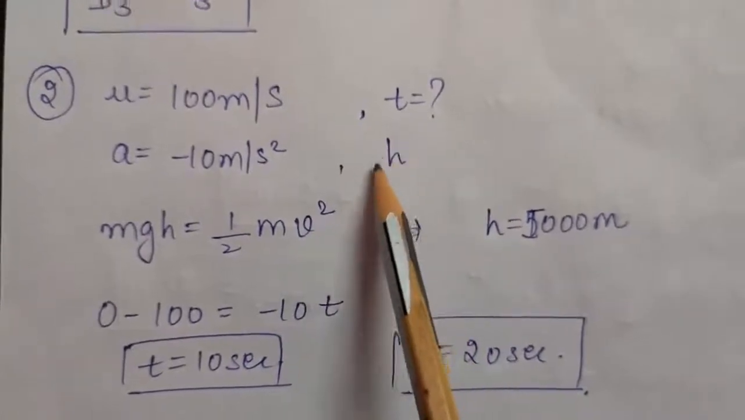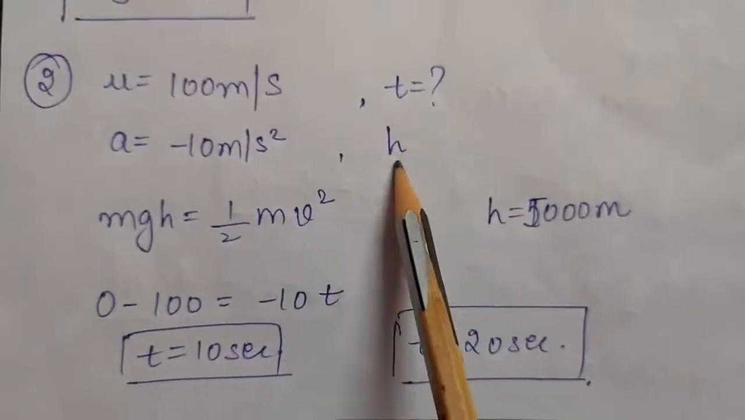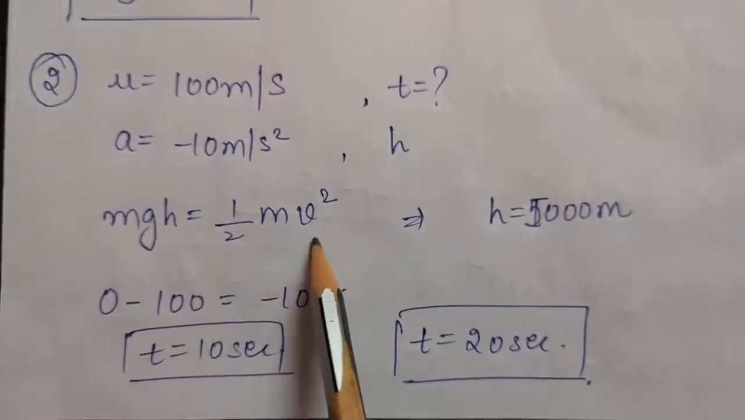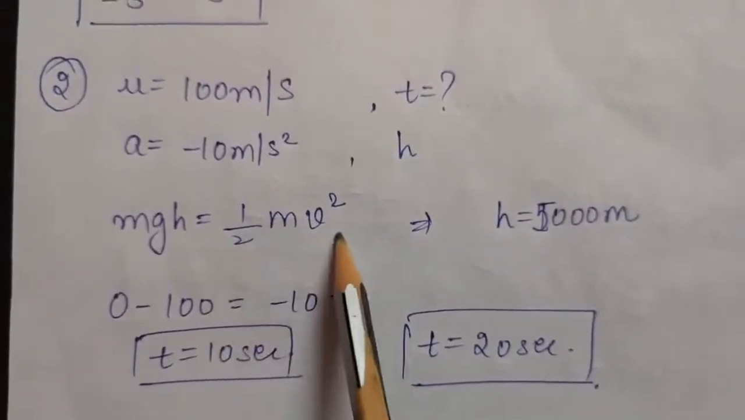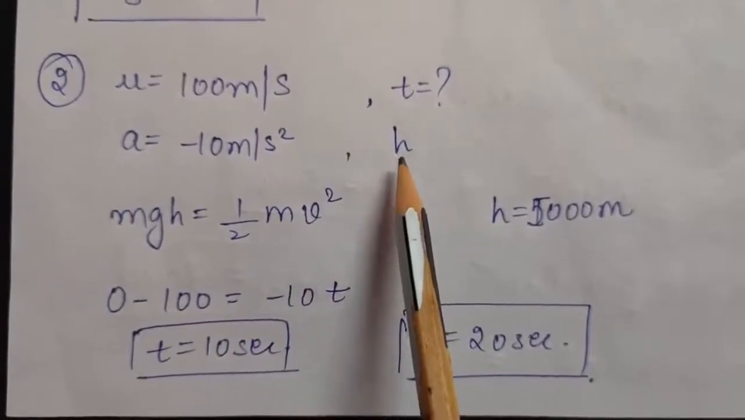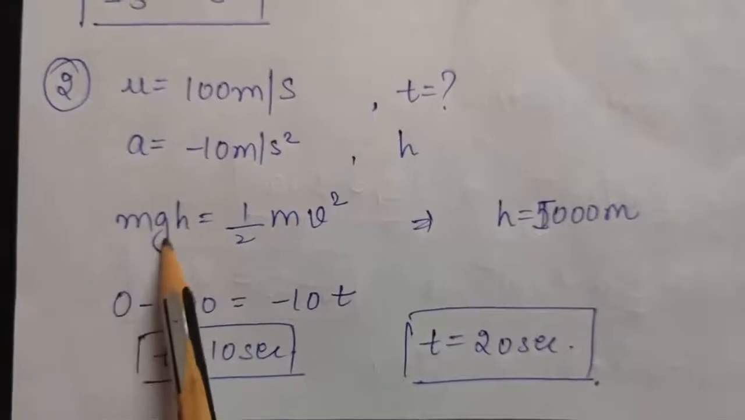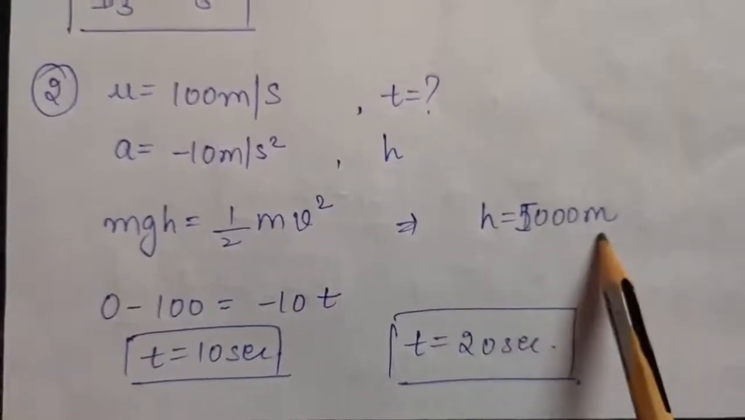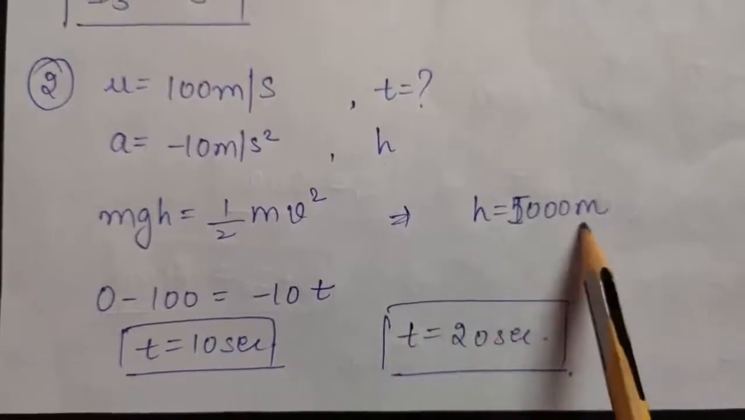Okay, so to calculate this h, first of all, we will be using conservation of energy. So at bottom, as you know, it will be having maximum kinetic energy, that is half mv square. And when it will reach a point h, then it would be having potential energy, that is mgh. Solve it, from here you will get h to be 5000 meters. So now you know distance traveled.